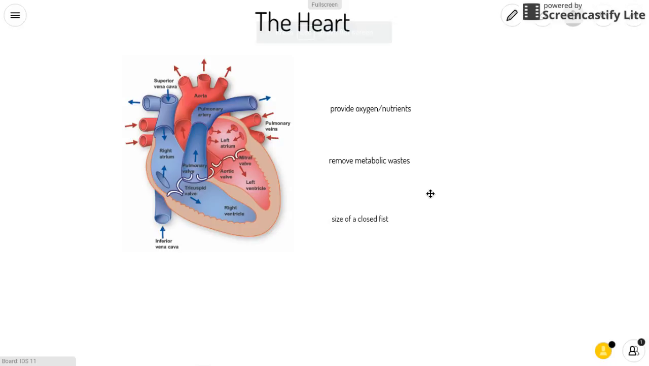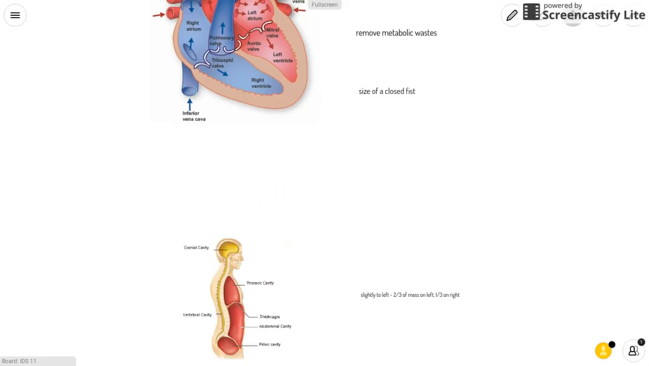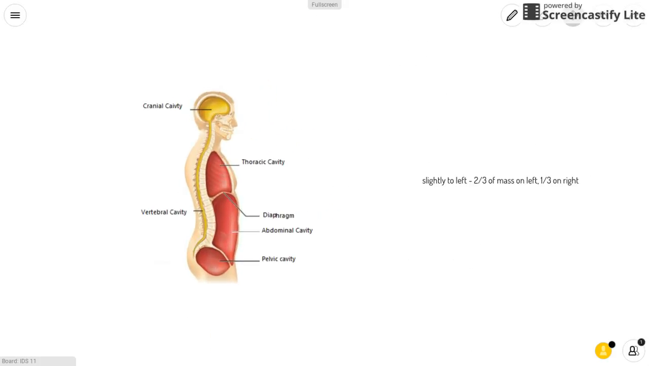The heart. The human heart is a muscular organ that pumps blood to our bodies. It provides us with oxygen and nutrients, and it helps remove metabolic waste. This organ is about the size of a closed fist, so usually the bigger the person, the bigger the heart. It's also located in the thoracic cavity, in the chest area here, protected by the rib cage.